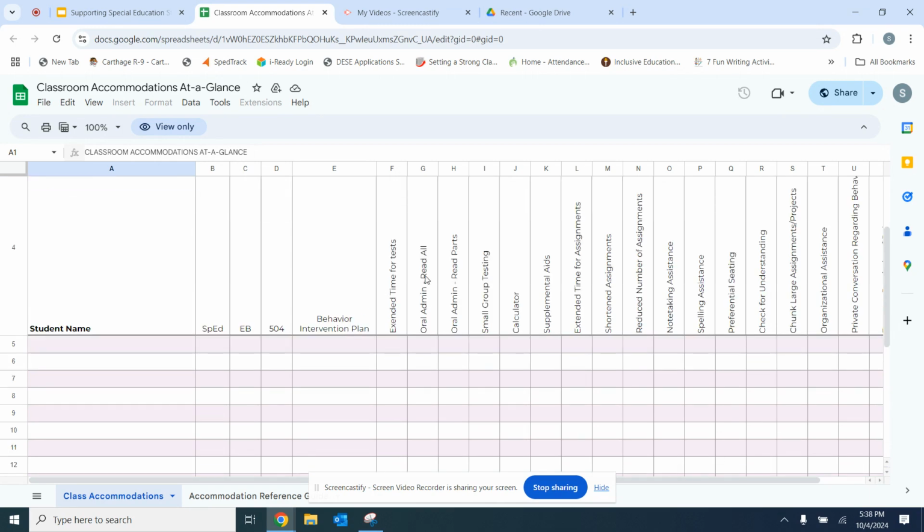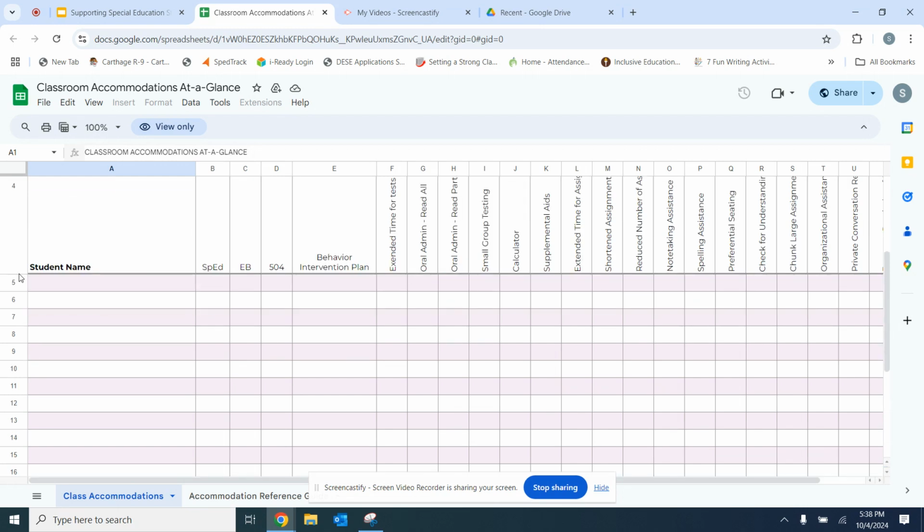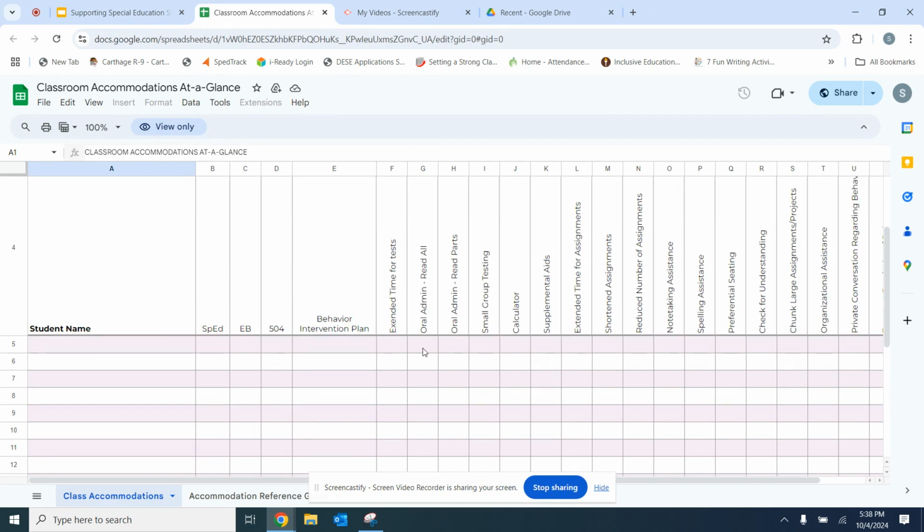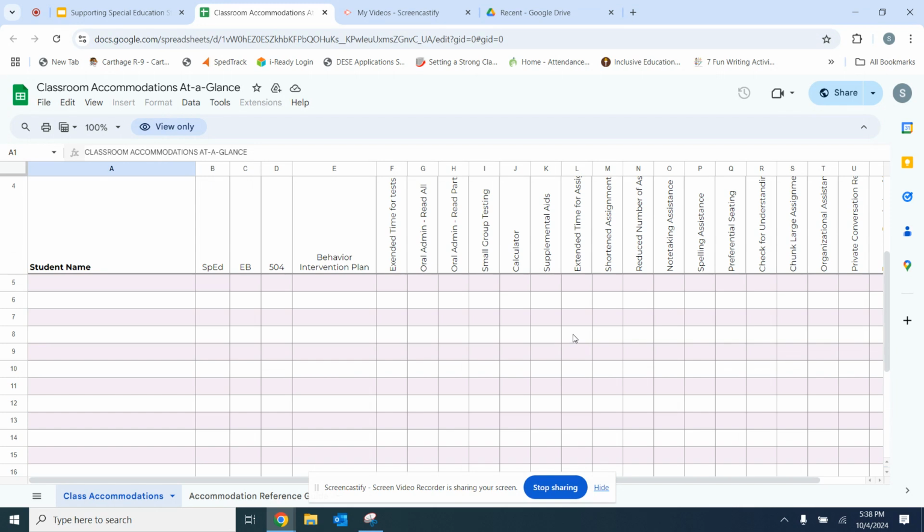And so what has been helpful for some of our teachers is if you write the student names down the side here, you can just check mark some of their accommodations here so that when you are giving an assignment, you can quickly look down the list and identify, okay, who needs a calculator?